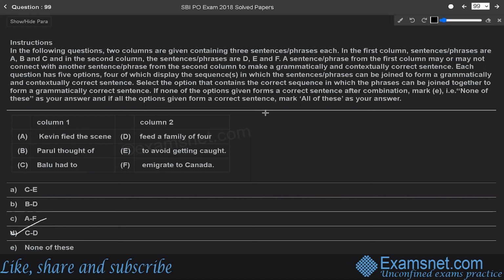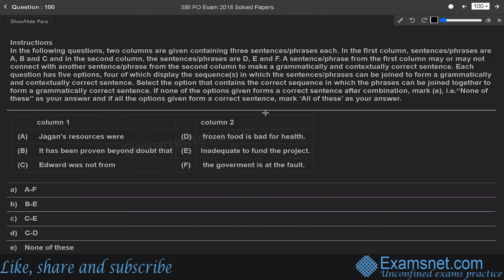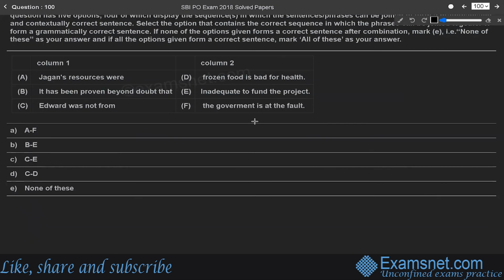Next question has the phrases in column 1, Jagan's resources were, it has been proven beyond doubt that, and Edward was not from. Column 2 consists of frozen food is bad for health, inadequate to fund the project, and the government is at fault. Here we can say that none of the given pairs form a logical sentence, as every phrase has a different meaning and every phrase is related to something different. Therefore, we can say that correct option will be option number E, which is none of this.